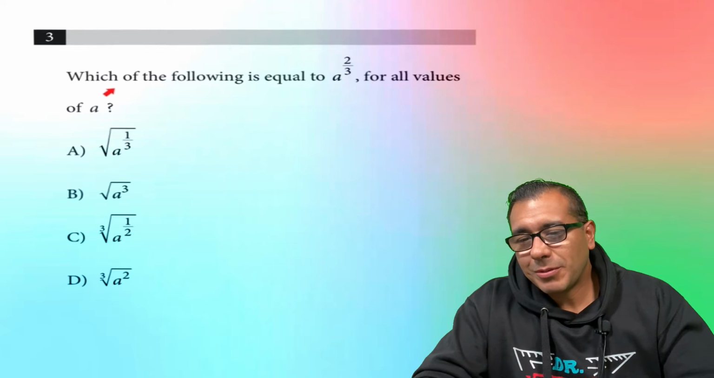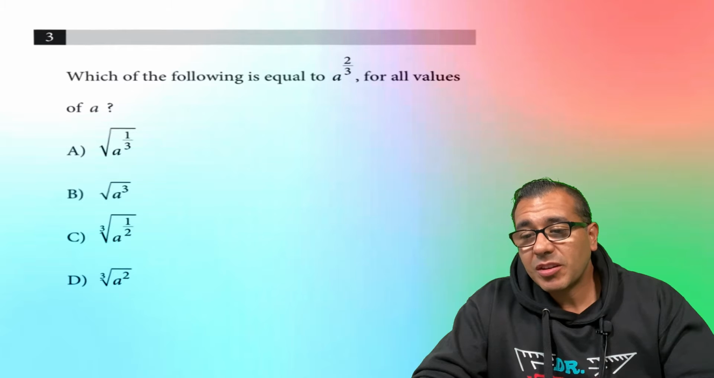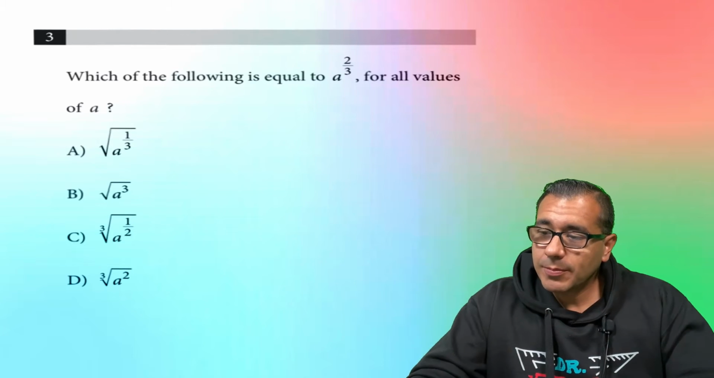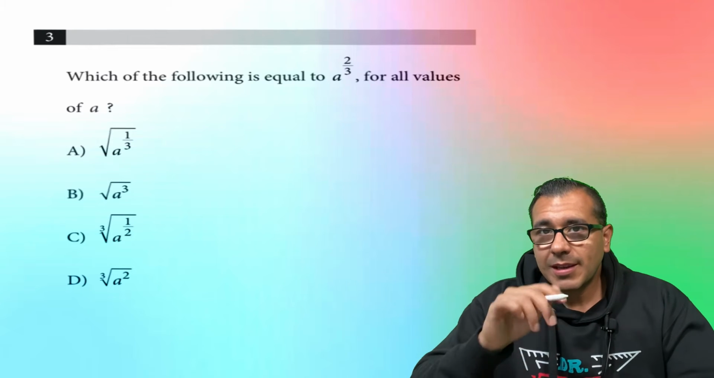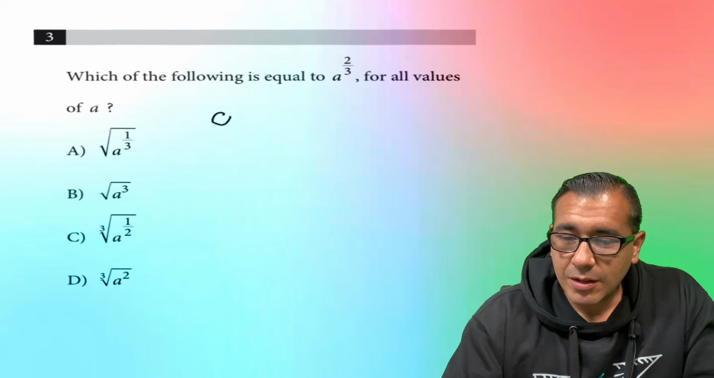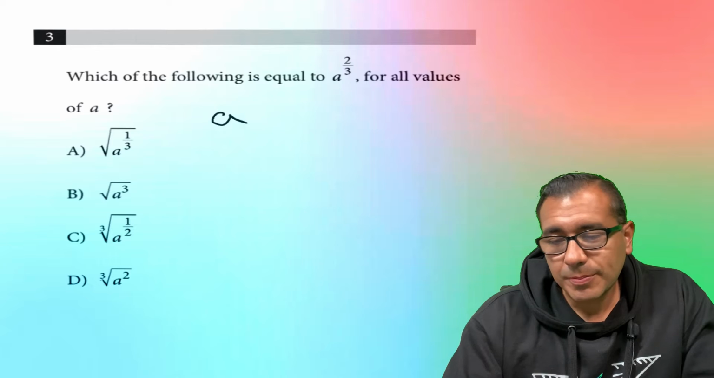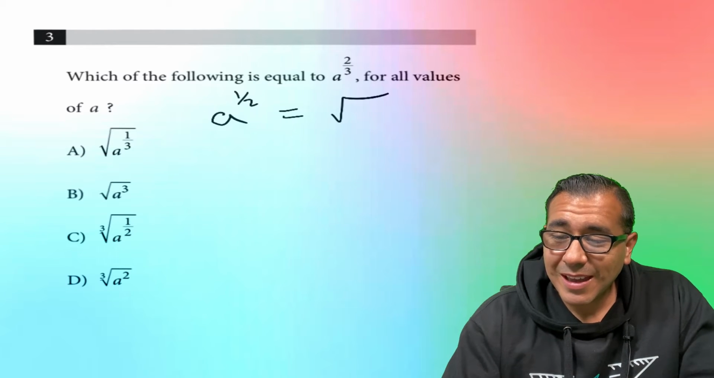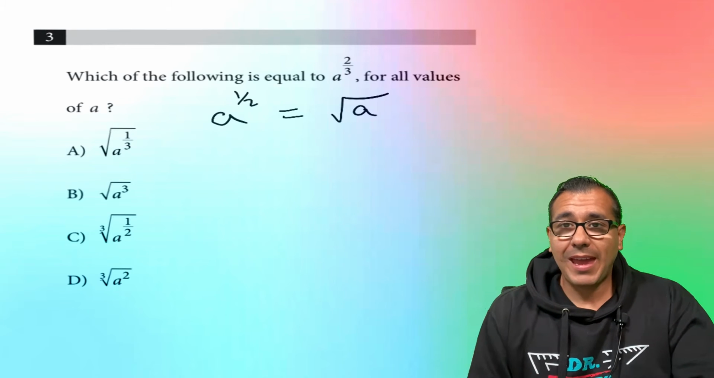Part 3, question 3. Which of the following is equal to a raised to the 2/3? Well, first of all, you got to know your exponent rules. So here's some rules that you should already know. If you had a to the 1/2 power, that's the same thing as the square root of a.